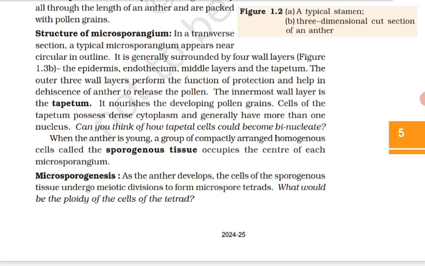Structure of microsporangium. ठीक है, क्या पढ़ रहे हैं हम? Structure of microsporangium. In a transverse section, a typical microsporangium appears near circular in outline. It is generally surrounded by four wall layers: the epidermis, endothecium, middle layer and the tapetum.